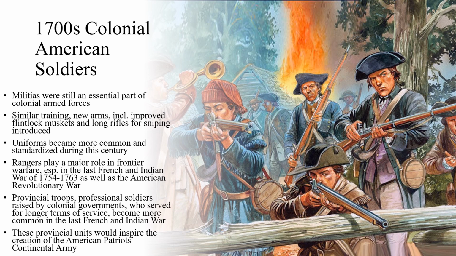In the 1700s, you're also going to see the development of provincial troops. Provincial troops were professional soldiers. They were volunteers who were hired by colonial governments, and they would serve for longer terms than militiamen would, and they would receive some kind of compensation for their service. They would also receive uniforms and arms paid for by the colonial government. These provincial units, which were used primarily in the French and Indian War, are going to form the basis for the Continental Army, the regular army, the professional army of the American patriots during the American Revolutionary War.